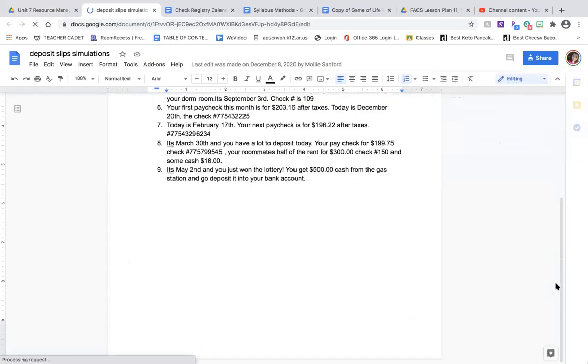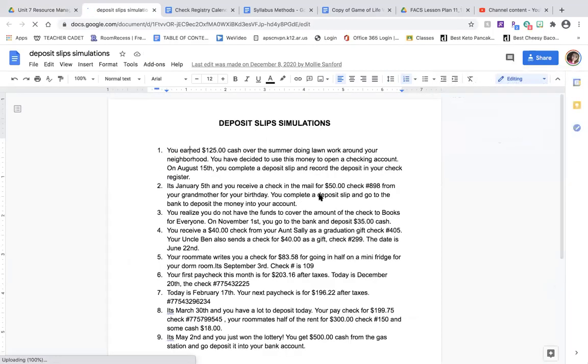And I don't have them on here. I have a hard copy. I got some deposit slips from our bank, and I put them on the scanner and scanned them and ran off copies. So it's a real deposit slip that they're learning how to fill out, so they know how to deposit cash and checks into their bank accounts.